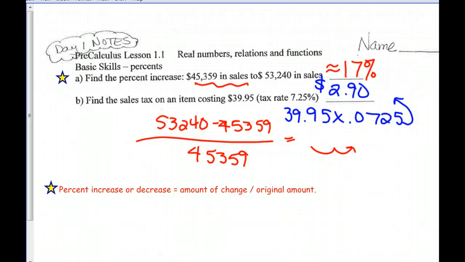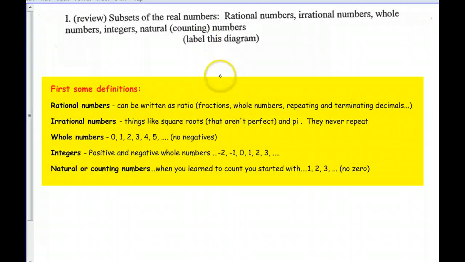So far, so good? Easiest day yet, right? Yeah. All right. The next section is reviewing all the subsets of real numbers. Real numbers are everything except imaginary numbers. Okay, so we don't have any i's. Rational, here's all the definitions down here. Rational numbers can be written as a ratio, so they include fractions, whole numbers, repeating and terminating decimals. So that's pretty much everything we're going to talk about, except things like square roots that don't come out nice, things like pi that never repeat.